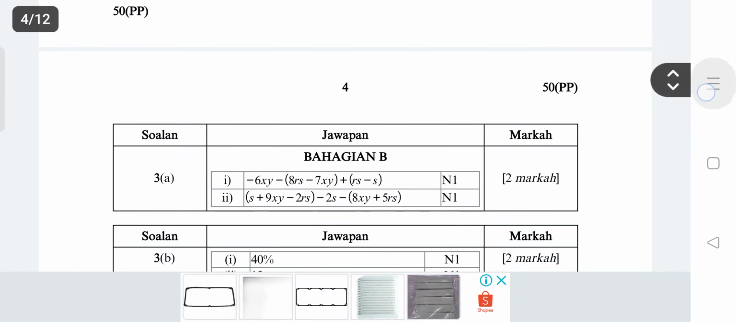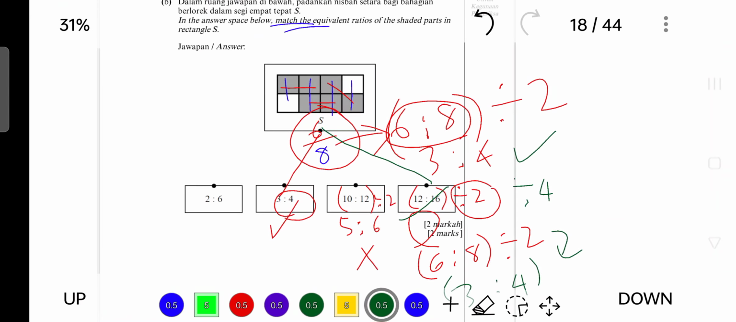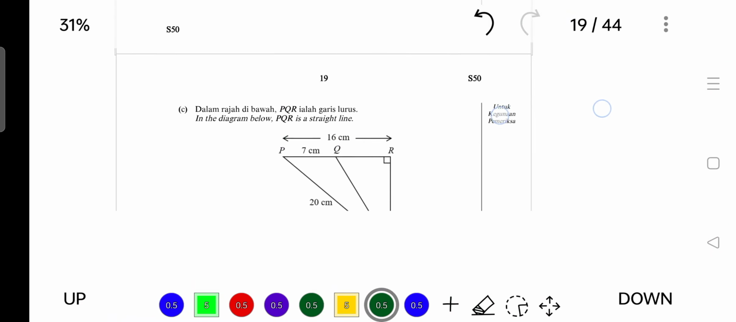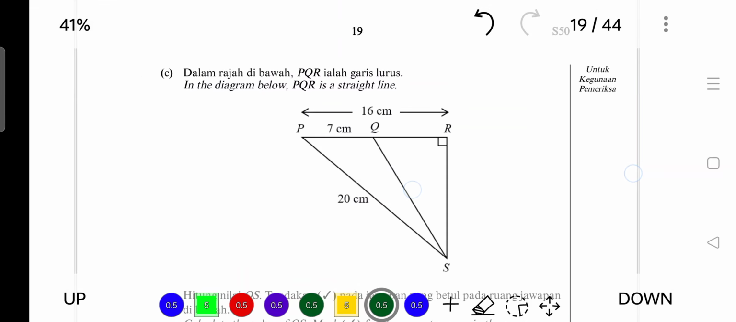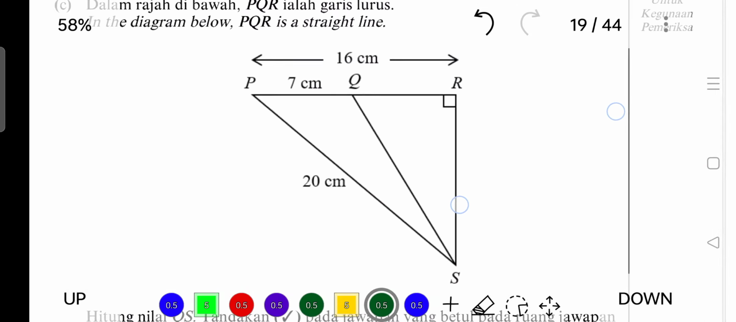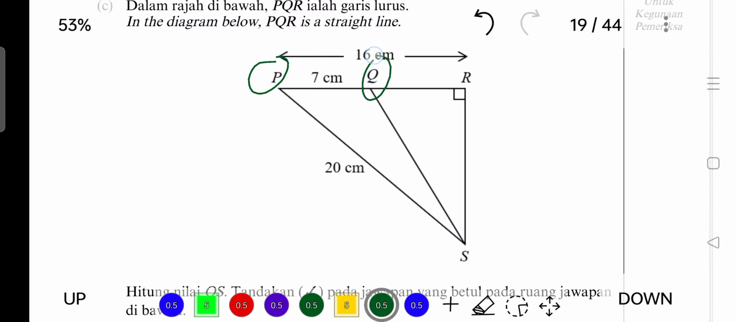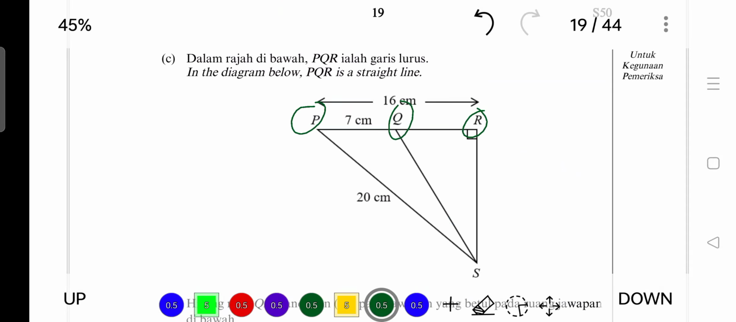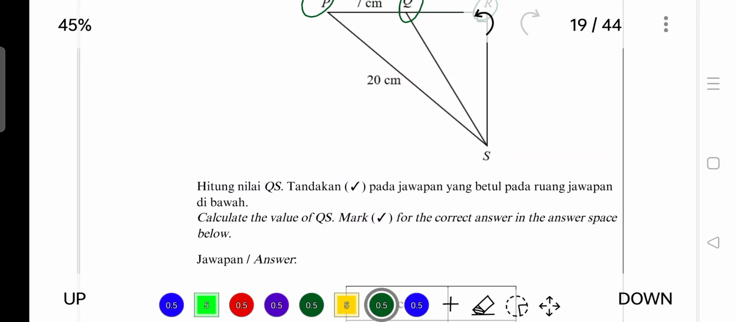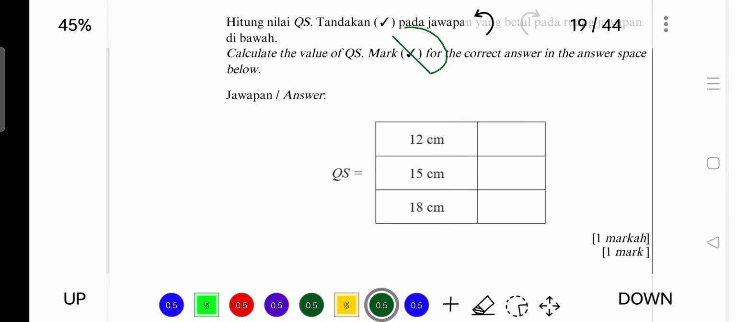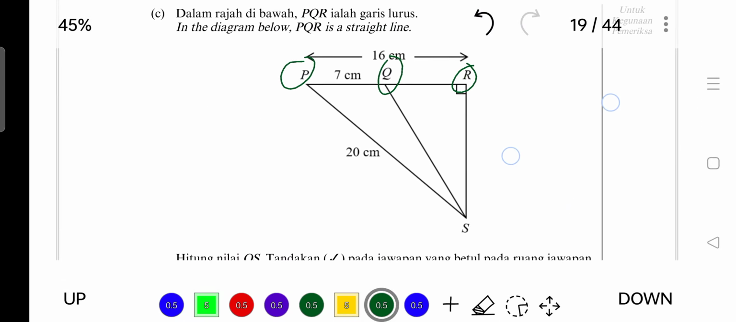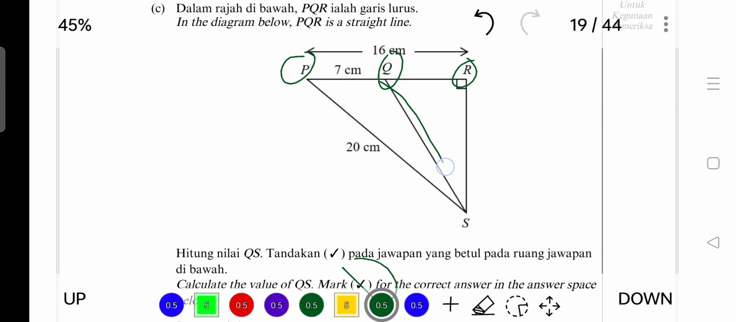Okay, we are moving to question number 3. Oh no, we still have parts. Answer question C, sorry. In the diagram, PQR is a straight line. Where is PQR? This is PQR, a straight line. Now they ask you to tick for the correct answer in the space below. Oh, they want you to find QS. So what is QS? Here, over here.